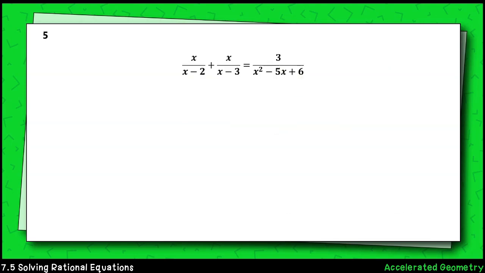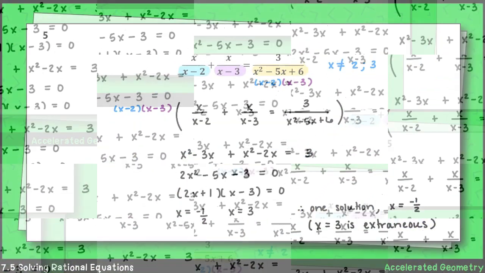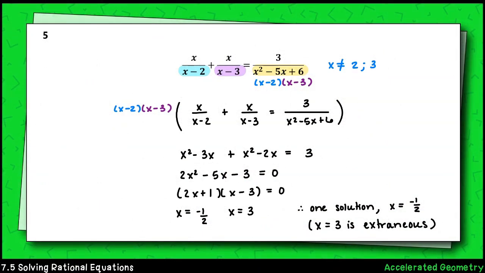We have one final example, and it uses all the same techniques that we've seen in the previous four examples. Go ahead and factor the denominator of the fraction on the right-hand side. Then eliminate all fractions by multiplying by the common denominator of all three fractions. Pause the video for a few minutes while you work through this one solo. Okay, let's see how you did.